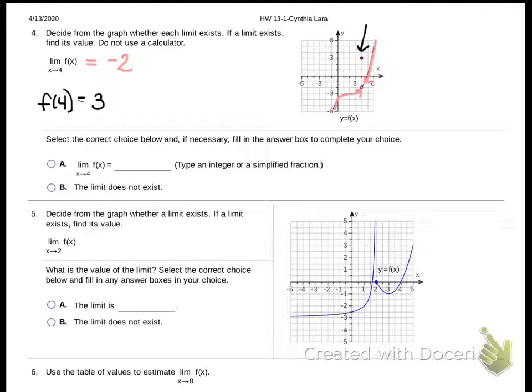I'm hoping that is a distinction between the actual value of f of x, that's that dot, and the limit, which is getting closer and closer and closer. Okay, so the answer is the limit does exist, and it's going to be -2. All right.